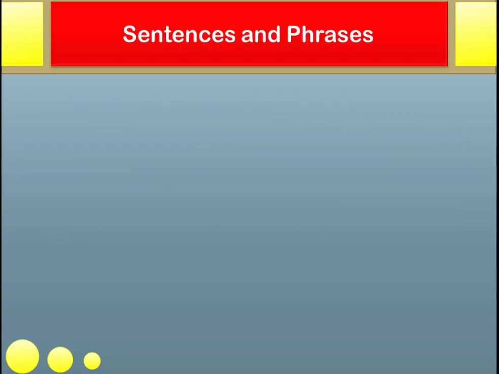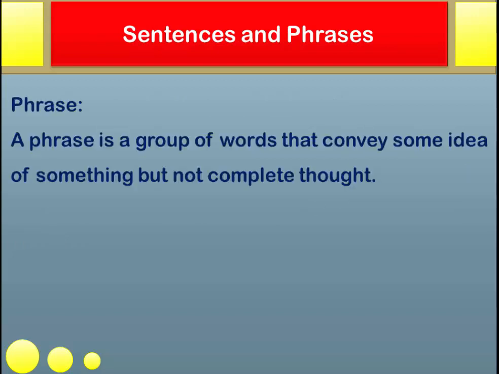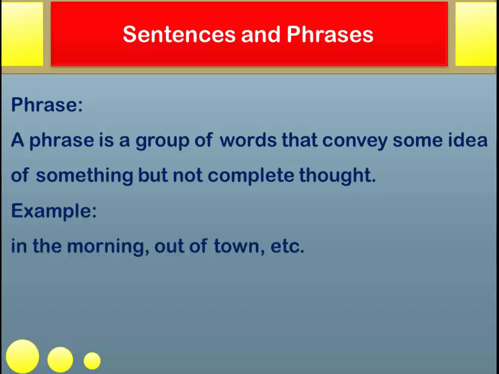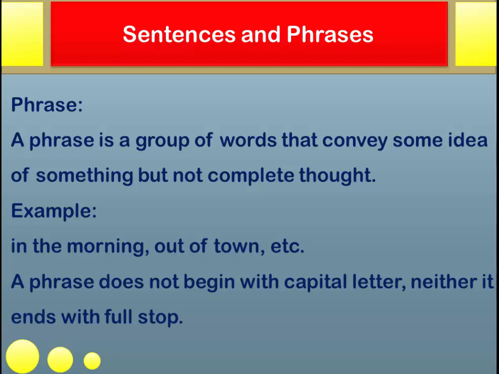Now we are going to learn about sentences and phrases. So what is a phrase? A phrase is a group of words that convey some idea of something but not a complete thought. It gives you some idea but not a complete thought, that we call a phrase. Examples: in the morning, out of town. These are phrases. They give some ideas. In the morning, something is happening, but what is happening, that idea is not here. A phrase doesn't begin with a capital letter, nor does it end with a full stop. So this is a phrase.